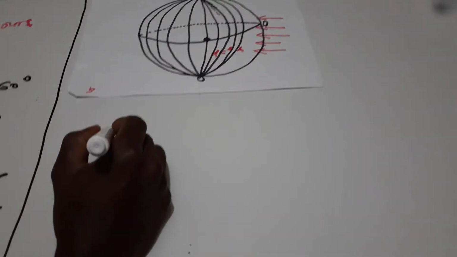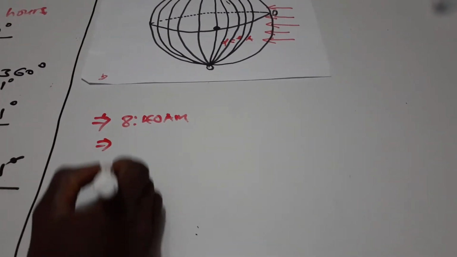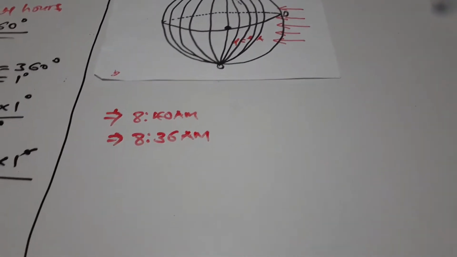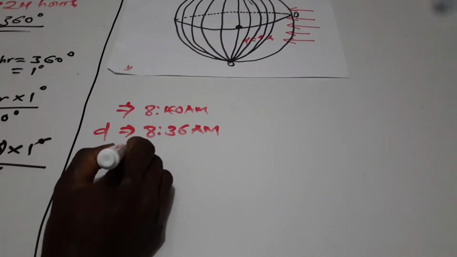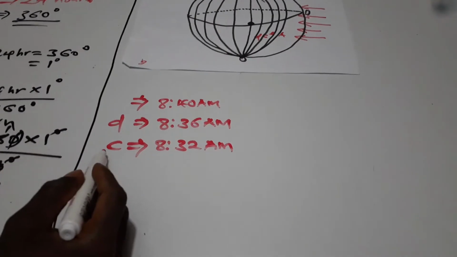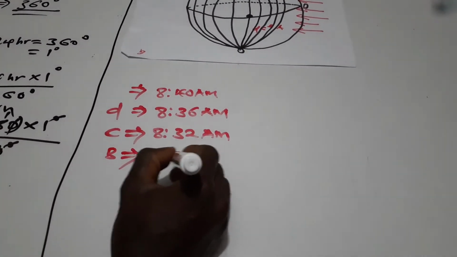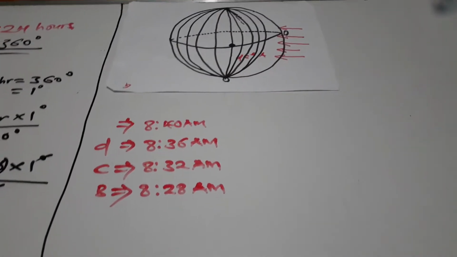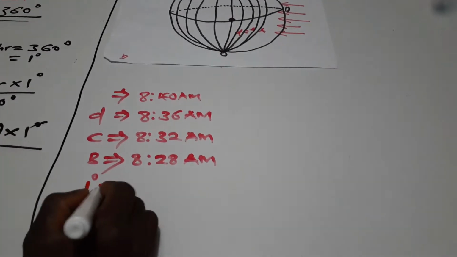So when you are told that the Greenwich meridian received the sun rays at 8:40 a.m., it means that our D here received the sun 4 minutes earlier, at 8:36 a.m. If D received the sun at 8:36 a.m., it means that C received the sun rays 4 minutes earlier, which is 8:32 a.m. If C received the sun rays at 8:32, it means that B received the sun rays at 8:28 a.m. So the longitudes on the east, on the right hand side, receive the sun rays 4 minutes earlier, because one degree is equivalent to 4 minutes.